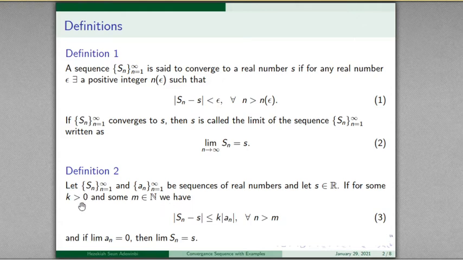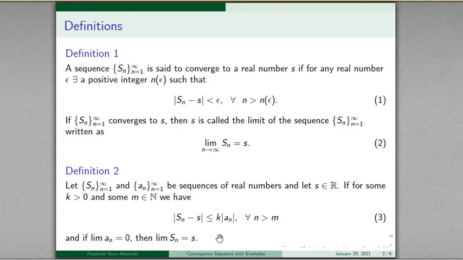Also, the equivalent definition is we have a sequence Sn, then we have another sequence An, a sequence of real numbers, and let x be an element of R, a real number. If for some k greater than 0 and m a natural number, we have the absolute value of Sn minus x less than or equal to k times the absolute value of the second sequence An, and if the limit of An is equal to 0, then the limit of Sn is the same as x.